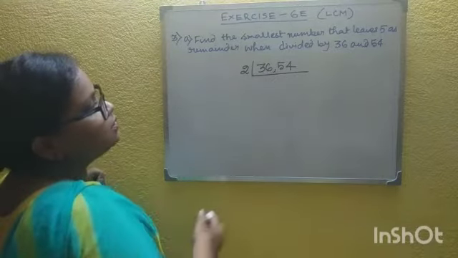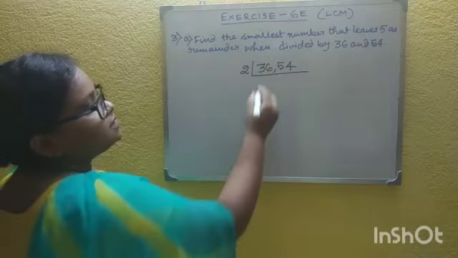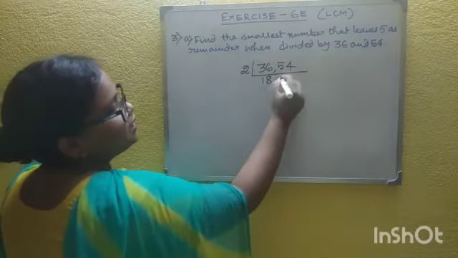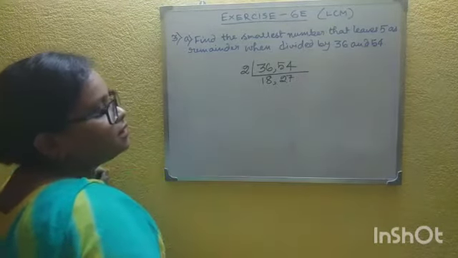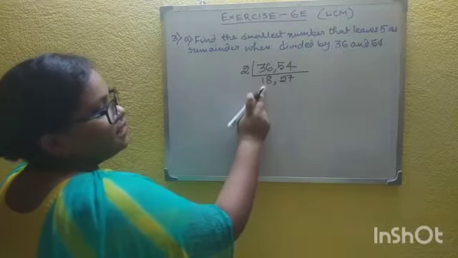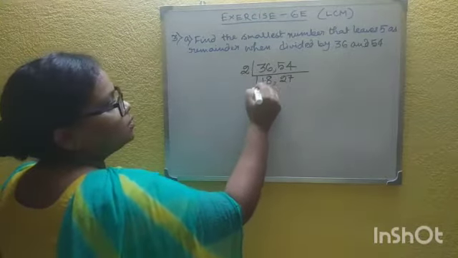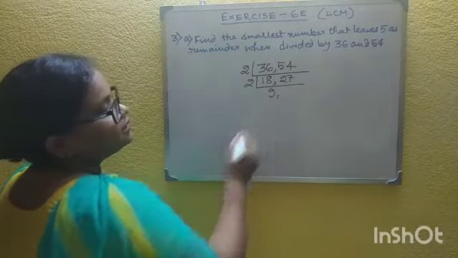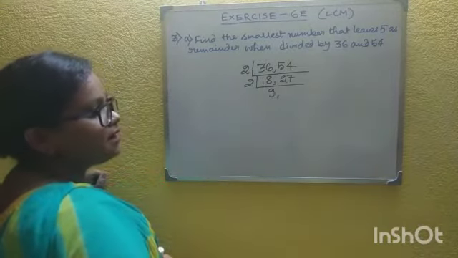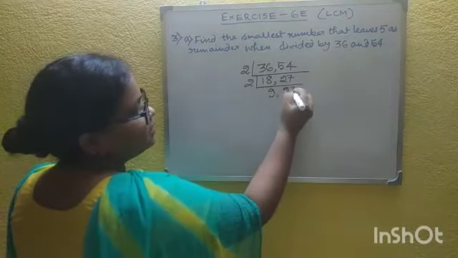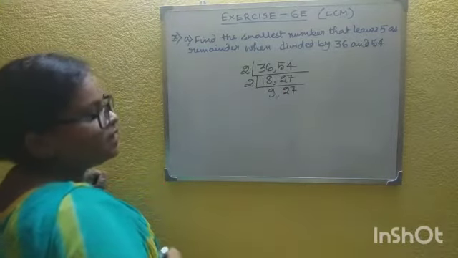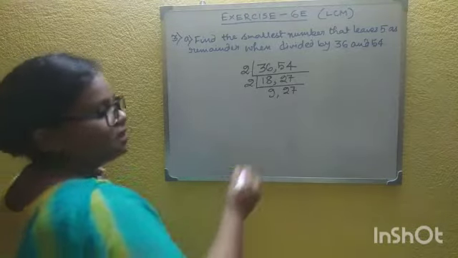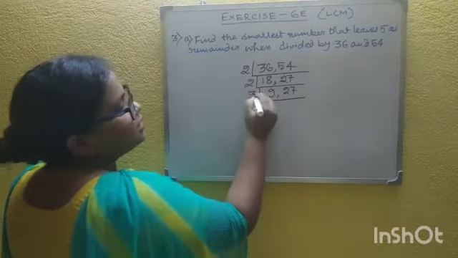We know dividing 36 by 2 gives 18 and dividing 54 by 2 gives 27. Now again we can divide 18 by 2. So again we will consider 2. Now we know 2 9s are 18 but 27 is not divisible by 2. So we will write 27 here as it is. Now 9 and 27 both are odd numbers and are divisible by 3. So we are going to consider 3.